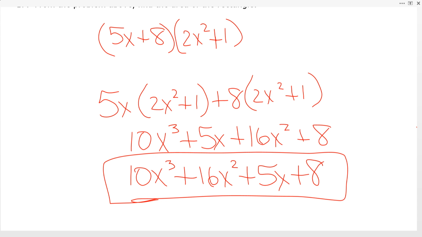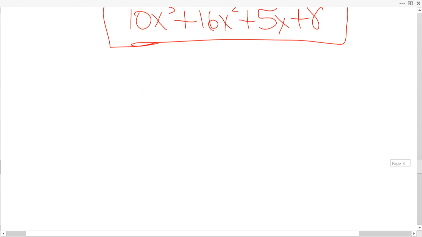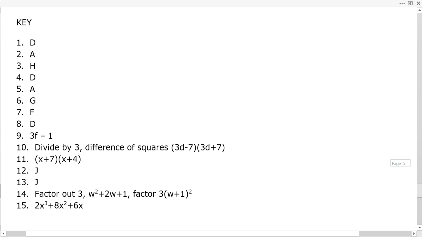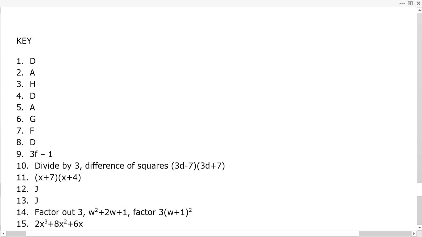Okay, hope that helped. Here is the answer key I promised. I didn't put the answers for 16 and 17 because we just changed that one anyway. But all the rest should make sense as far as what we just did. If you want to just check your answers, there they are.